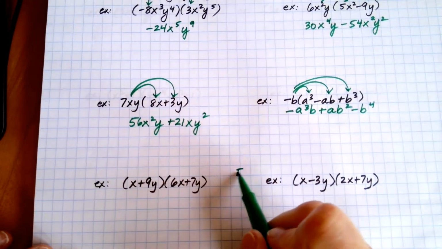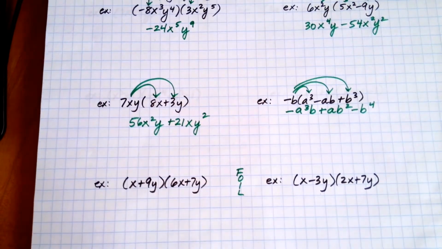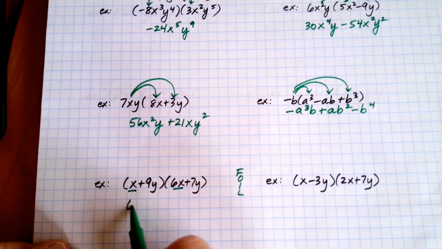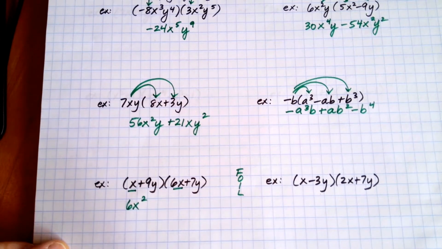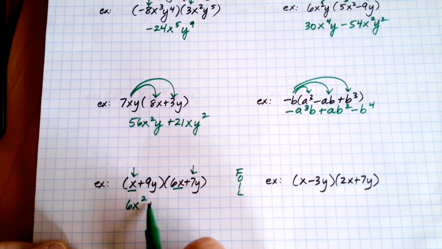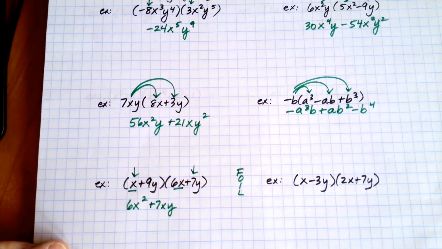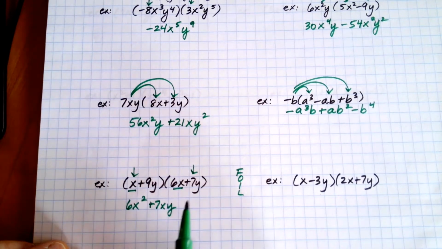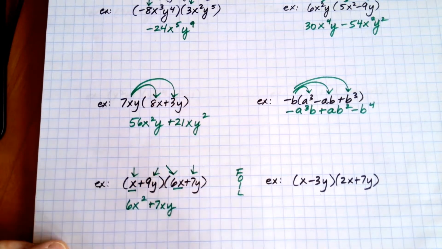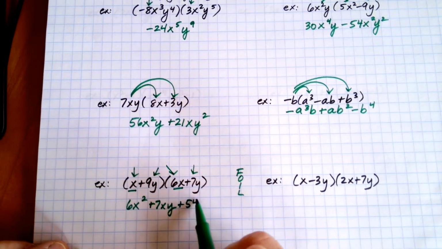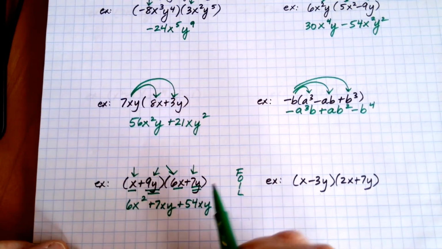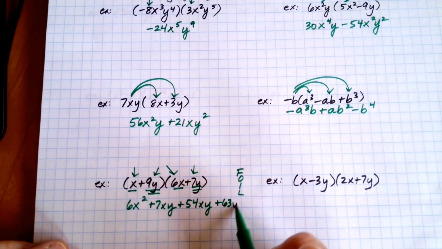All right, and last week we learned about how to FOIL binomials to multiply them. So we're going to do firsts, outers, inners, lasts. So when I do that here, my firsts are x times 6x, which is 6x squared. My outers are x times 7y, so I'm going to make that 7xy, trying to keep the variables in alphabetical order if possible. Then we multiply the inners, which would be 9y and 6x, so we're going to get 54xy. And then the lasts are 9y and 7y, so we're going to get 63y squared.